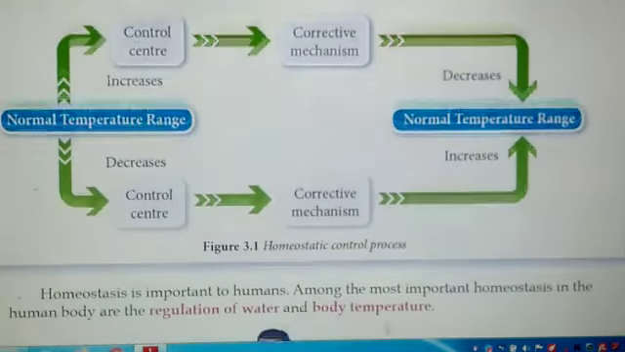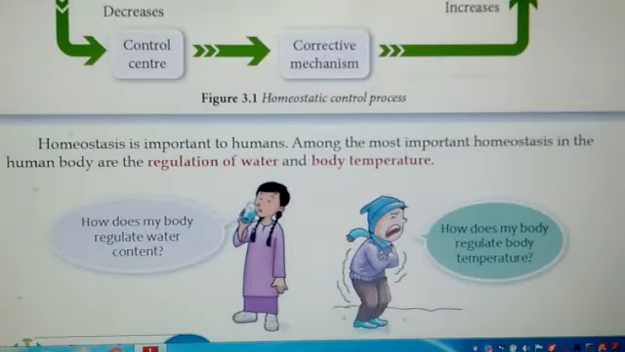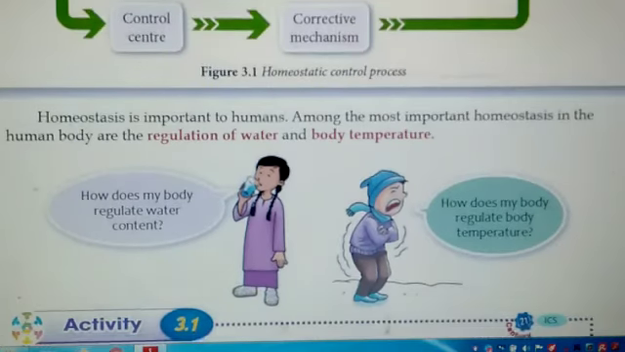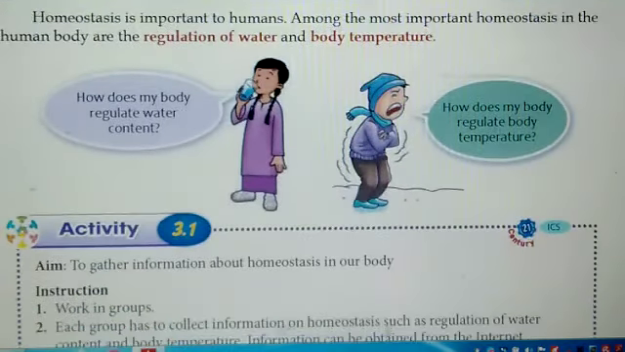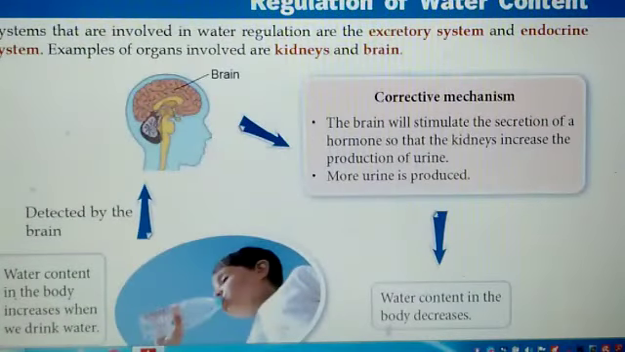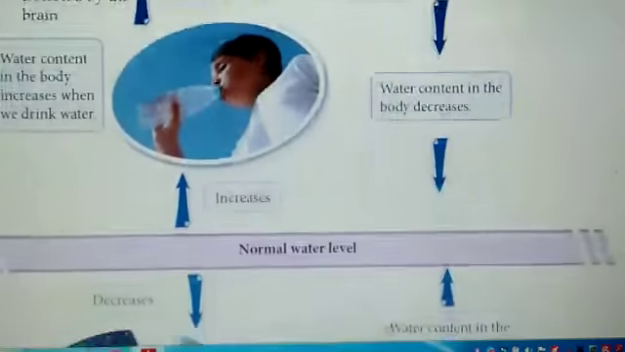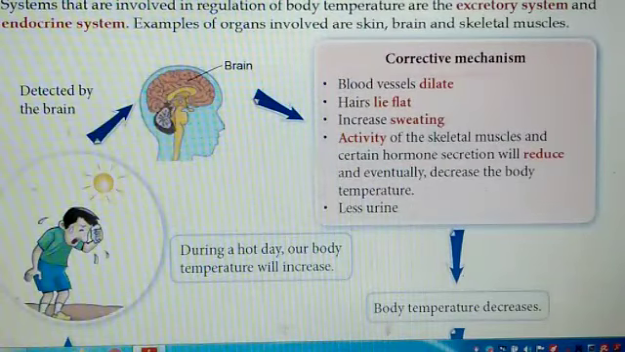Okay, so as we have learned, homeostasis is important to humans. Among the most important homeostasis in the human body are the regulation of water and body temperature, as I have stated before. So now we will go into what exactly happens during the regulation of water content, and also what exactly happens during the regulation of body temperature.